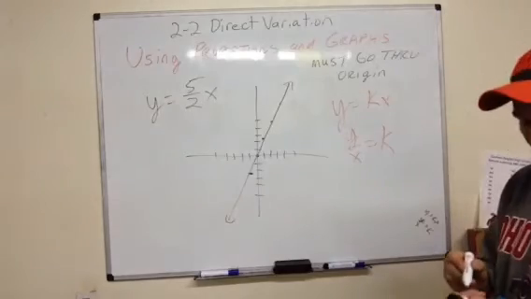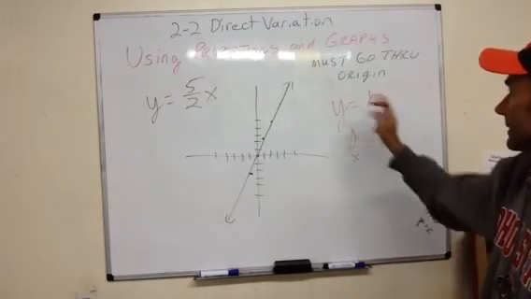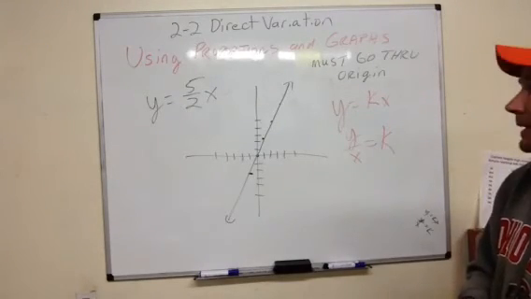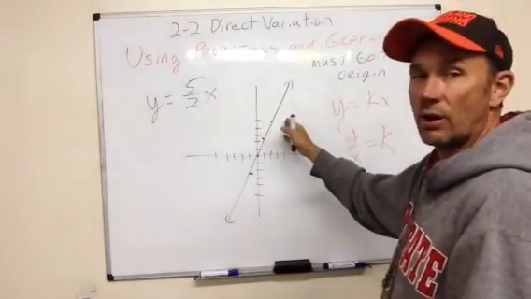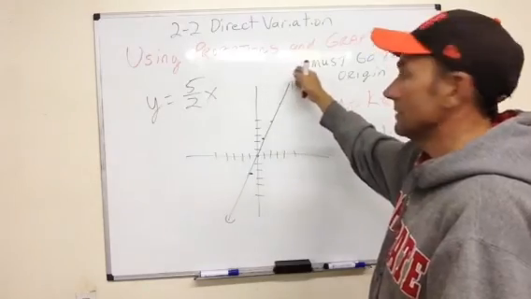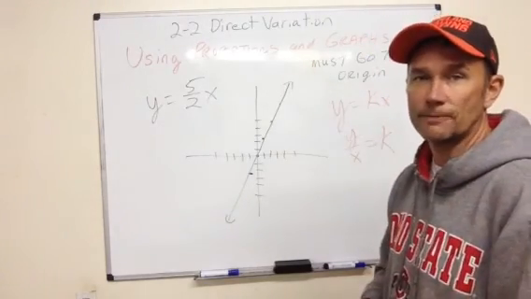No addition or subtractions in the equation. That's how we know it's a direct variation. And it's always going to increase by the same amount going up as it does going to the right. Same amount up, same amount to the right, or vice versa.